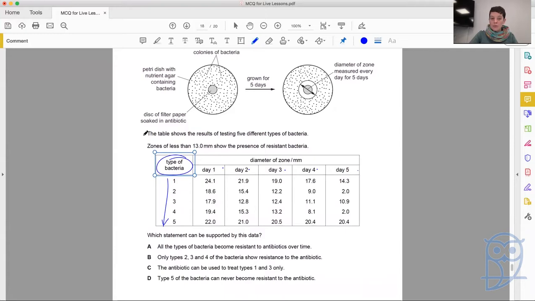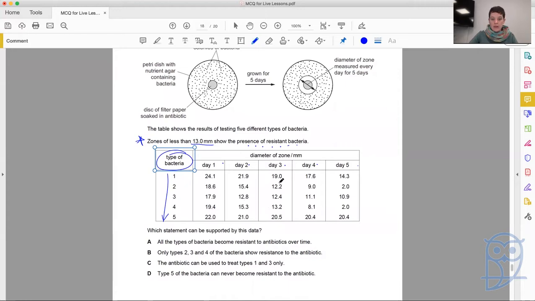They tell us something very important here. They tell us that zones of less than 13 millimeters show the presence of resistant bacteria. So we need to have a look and see, where do we see less than 13 millimeters? And here, day 3, they're cropping up, day 2 cropping up, 13.2, not quite less than 13. So then 9, 11, 8, and 2, and 10, and 2. But bacteria 1 and bacteria 5, they don't show any resistance.